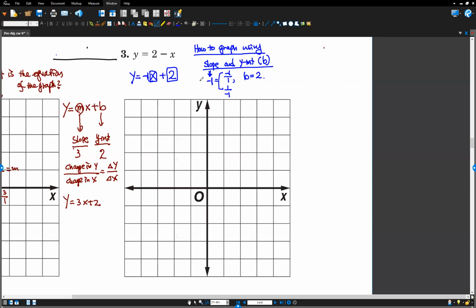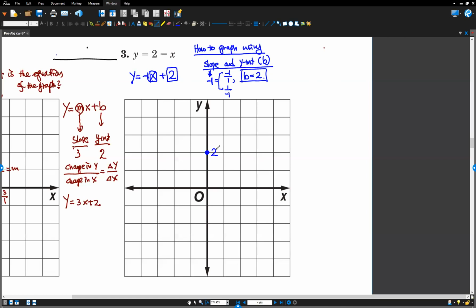Now, how do we graph this one? Where do we start? This is our starting point. b equals 2, because we know that when x equals 0, y equals 2, right? b equals 2, so this is the starting point. This is the y-intercept. We already got 2 over here. Are you with me?